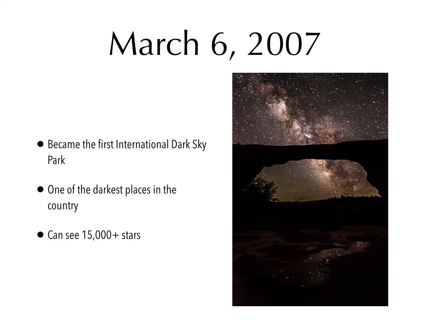It is one of the darkest places in the country. Here you can see about 15,000 or more stars. In contrast, we see about 3% of those stars in our communities. Basically, we see around 500 or less.